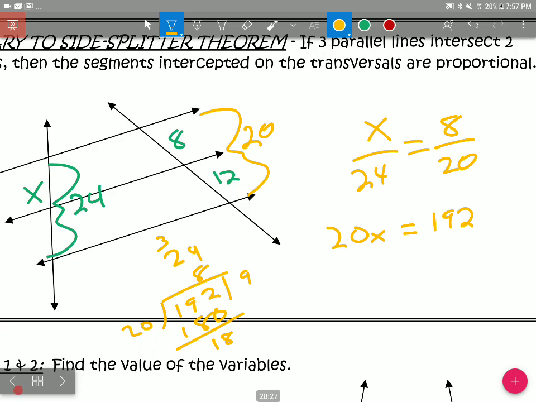I hate the calculator on my phone. 9.6. X equals 9.6. Cool. That's what this would have to equal right there. Let's turn the page.